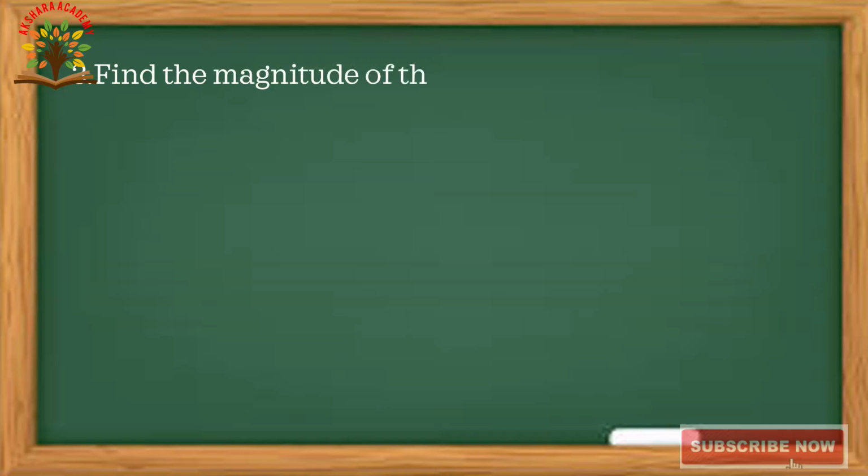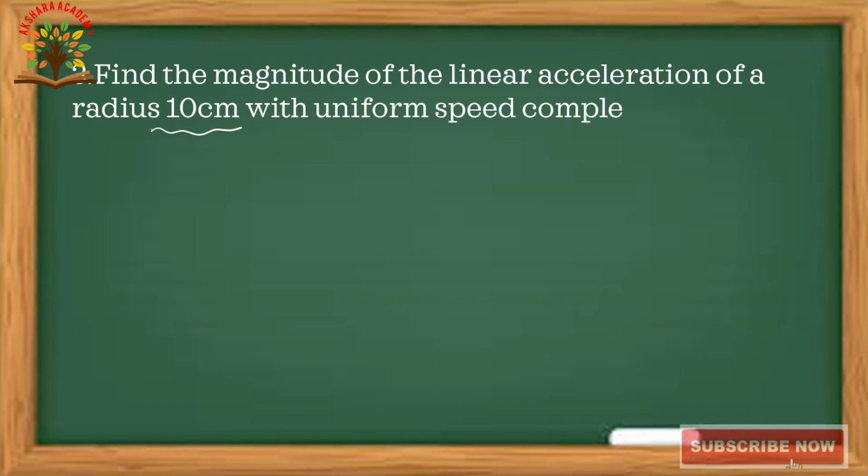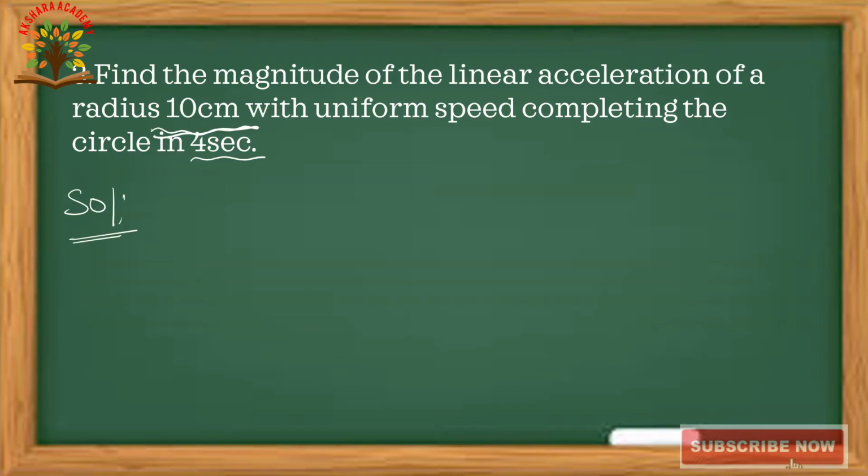Third one, find the magnitude of the linear acceleration of a particle moving in a circle of radius 10 centimeters with uniform speed, completing the circle in 4 seconds. So let us go to the solution. Now we have to calculate the magnitude of linear acceleration. R is equal to 10 centimeters and T is equal to 4 seconds.